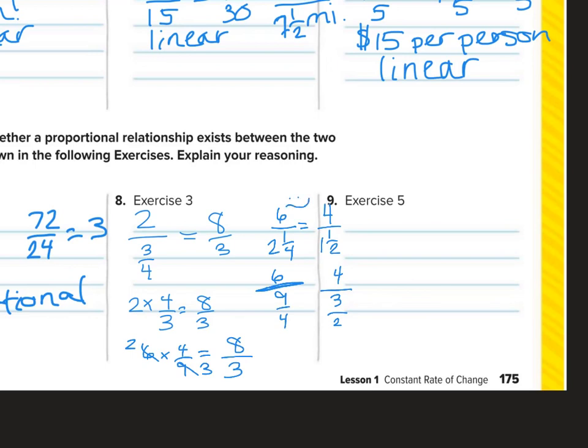And then 6 over 1 1/2. 4 divided by 3/2 is actually 4 times 2 over 3, which is 8 over 3. So, yes, it's proportional.